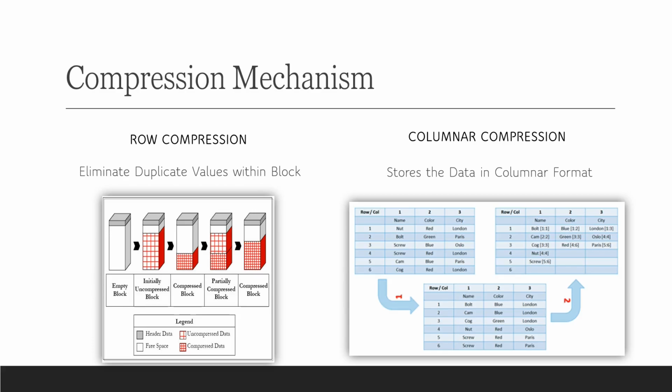In row major compression, the duplicate values within a particular block are eliminated. Basically, whatever data is inside the particular block gets analyzed, and the duplicate values are removed, then it gets compressed and the space is released. The same is updated in the data block header as well.